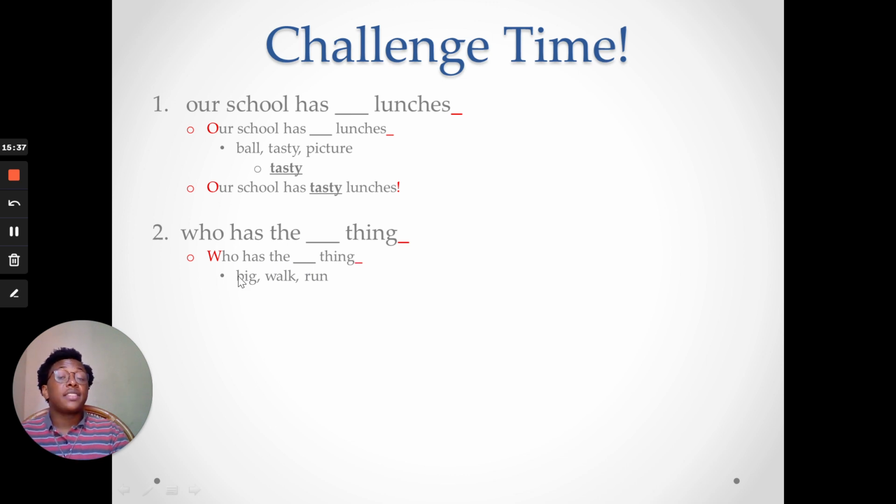Is it who has the big thing? Who has the walk thing? Or who has the run thing? What word fits best? Who has the big thing? So we know that big needs to go there. Now listen to how I say this sentence and tell me, and I want you to show me which punctuation mark I need to put in here. Who has the big thing?